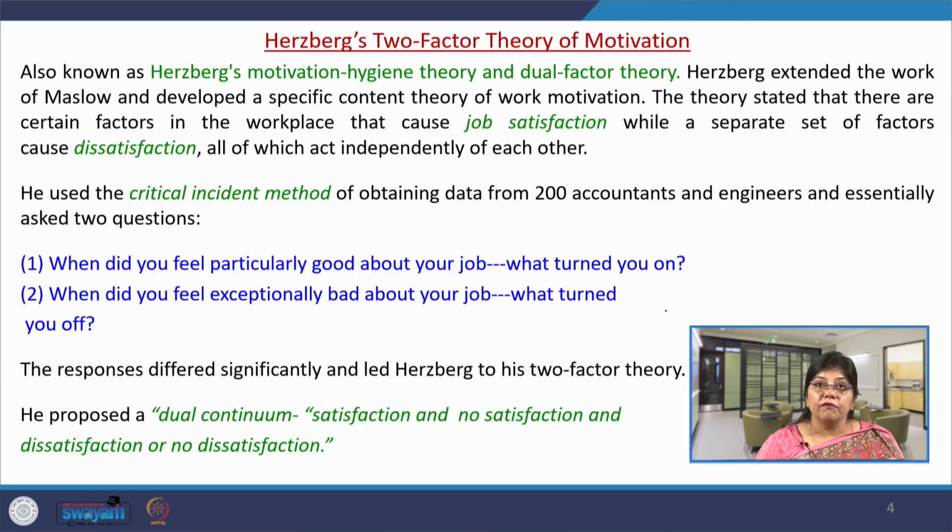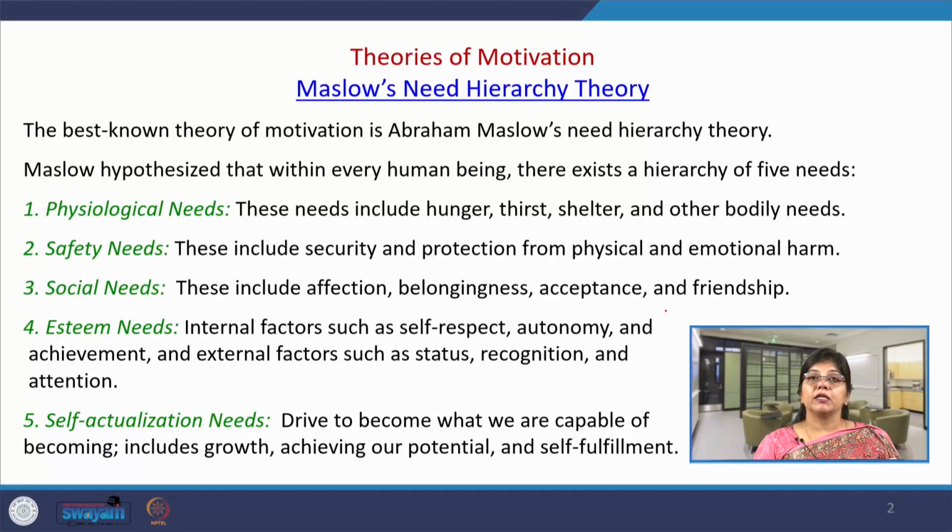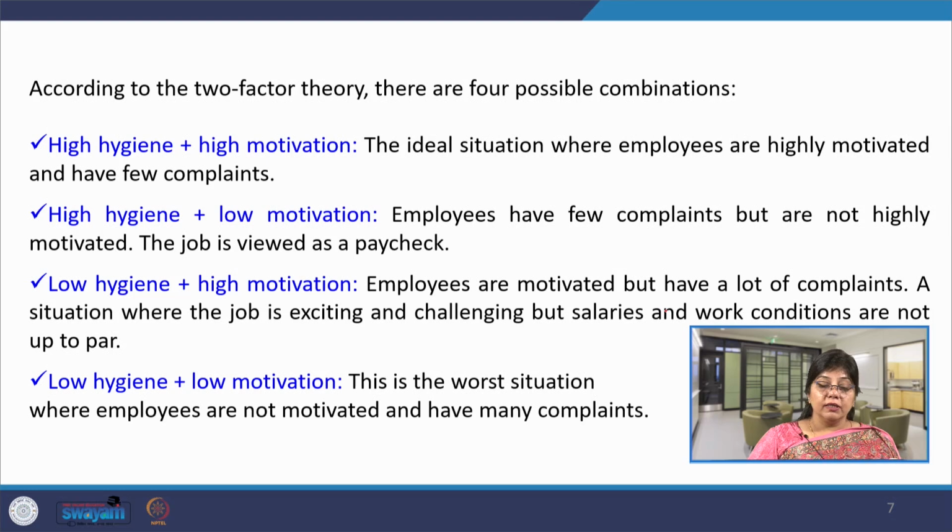Herzberg's two factor theory and Maslow's need hierarchy theory are considered the classical theories of motivation, and with advancement these theories also form the basis of some novel or contemporary theories of motivation, which will be the next topic. But in continuation, there were certain possible combinations based on the data collection. The first combination is when hygiene factors are high and motivation is also high. This is the ideal situation, where employees are highly motivated and have few complaints. The other combination is high hygiene and low motivation.